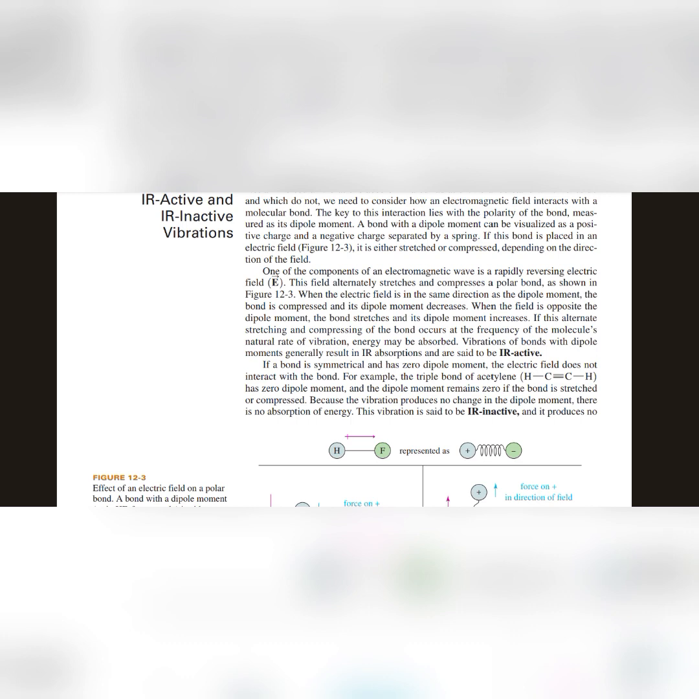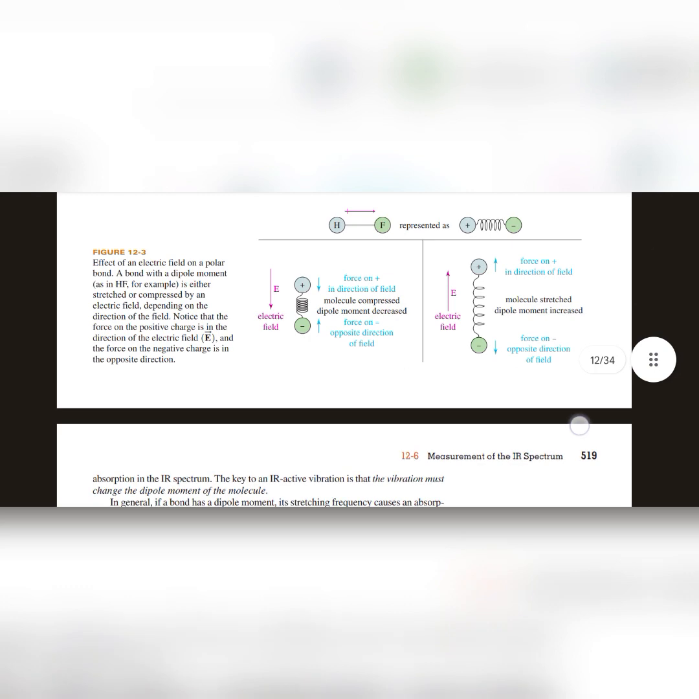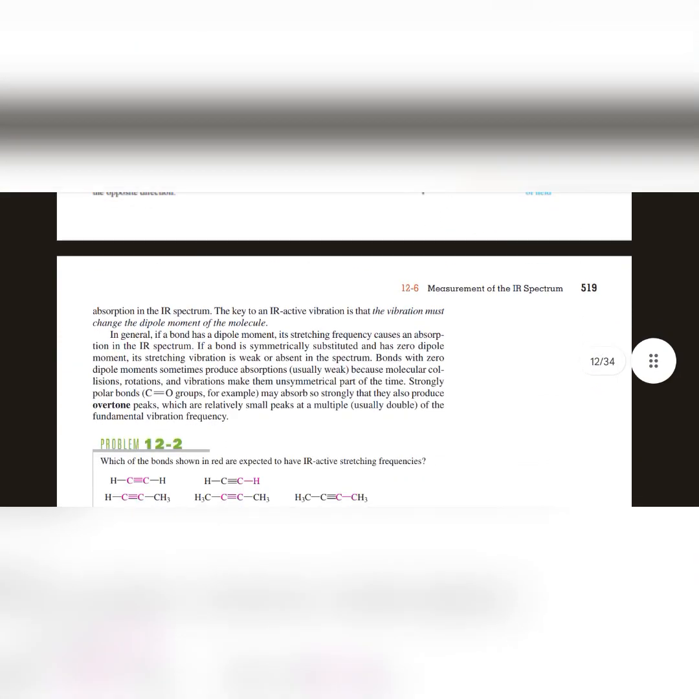For example, the triple bond of acetylene has zero dipole moment, and the dipole moment remains zero if the bond is stretched or compressed. Because the vibration produces no change in the dipole moment, there is no absorption of energy. This vibration is said to be IR inactive, and it produces no absorption in the IR spectrum.